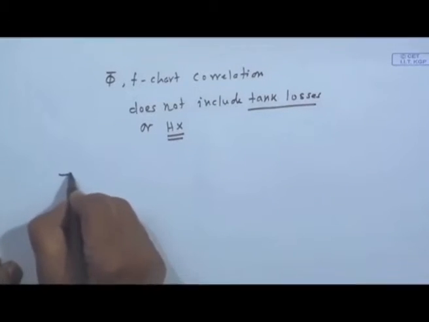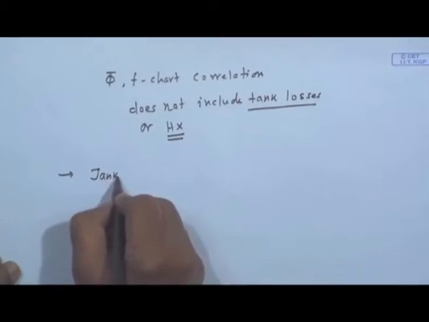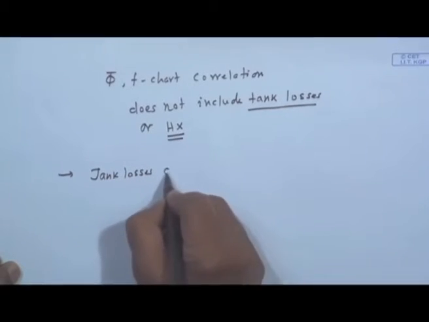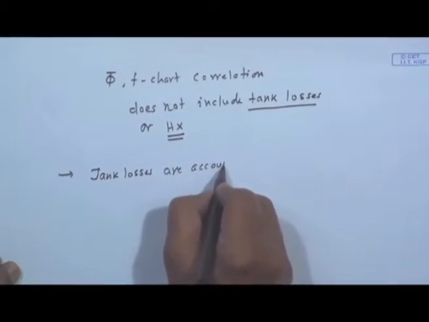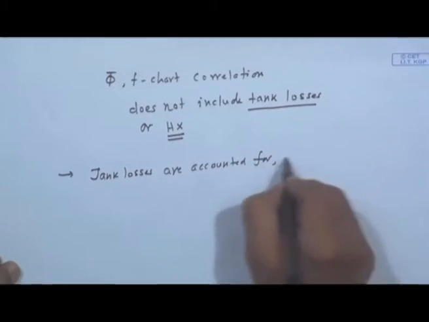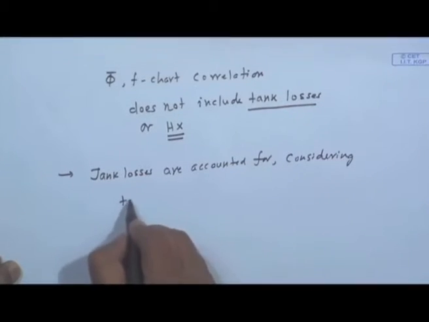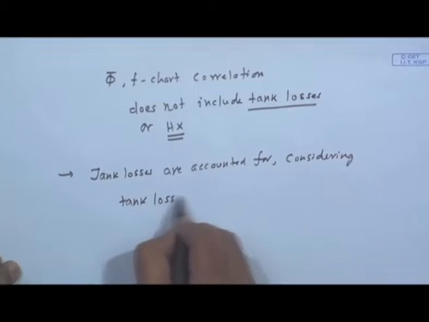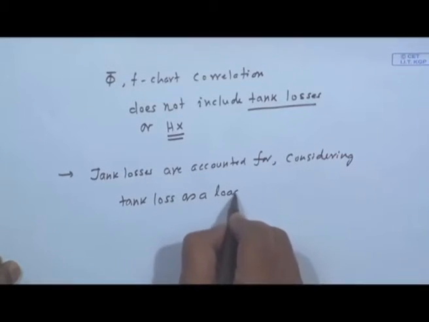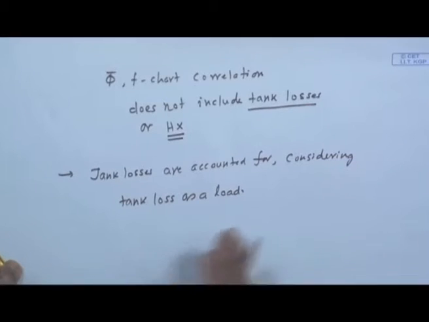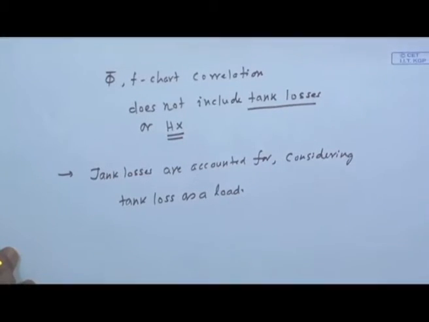The basic philosophy is that tank losses are accounted for by considering tank loss as a load. So, first you guess a tank temperature and calculate the tank losses, consider it to be a part of the load, estimate the phi bar F chart, find out F, and set up an iterative scheme to check whether the guessed temperature is correct or not.